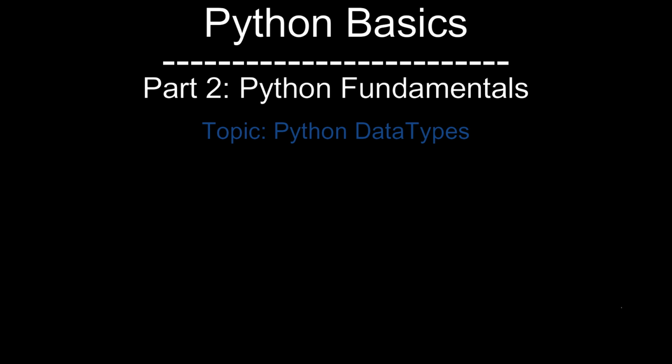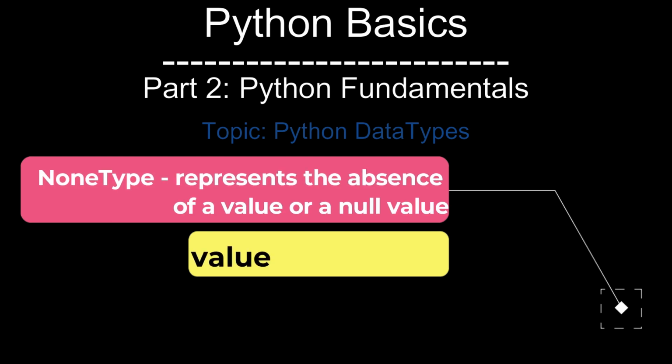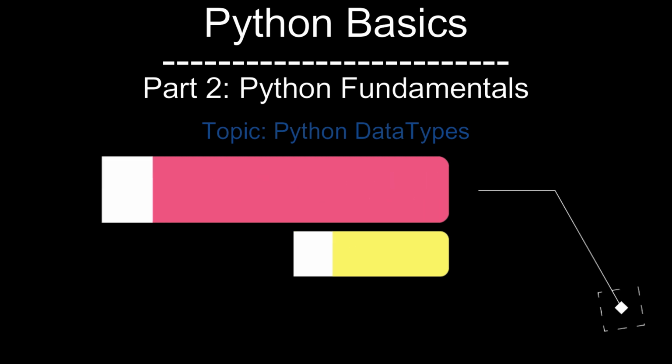The other one is NoneType. NoneType represents the absence of a value, or a null value. So those are the main five we are going to talk about. There are others like lists, tuples, dictionaries, and sets, which we are going to talk about in data structures.